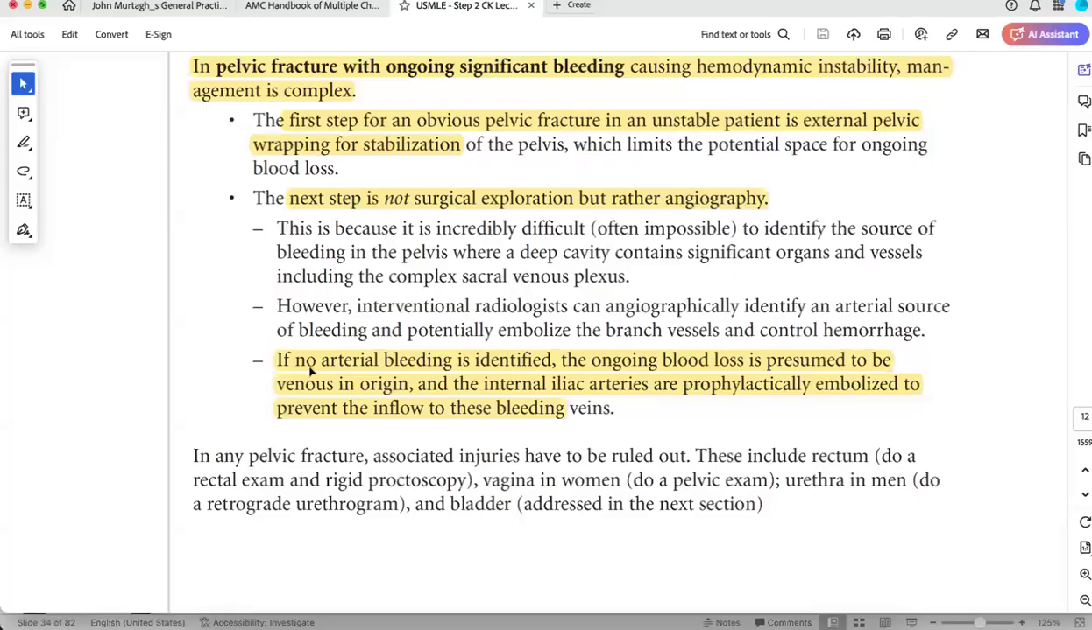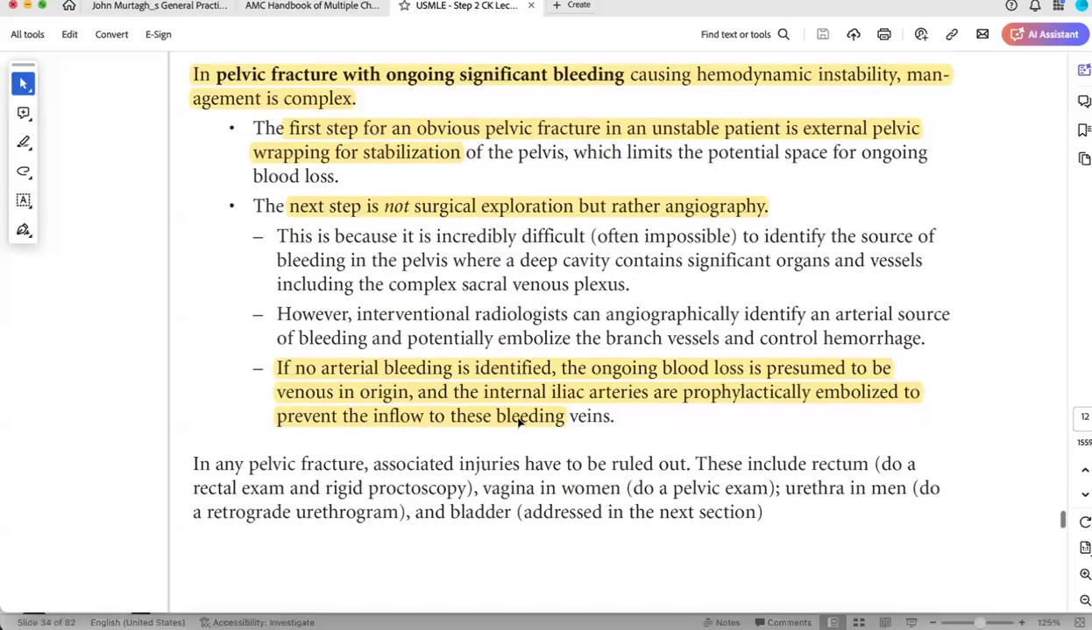So when we do the angiogram, if no arterial bleeding is identified, the ongoing blood loss is presumed to be venous in origin, and the internal iliac arteries are prophylactically embolized to prevent inflow to the bleeding veins. That means you do the angiogram. If the angiogram says that the blood is not coming from an artery, then it's most likely coming from a vein. So you just embolize the internal iliac artery, which feeds the veins. Okay? So that will be the treatment for pelvic fracture with significant internal bleeding.